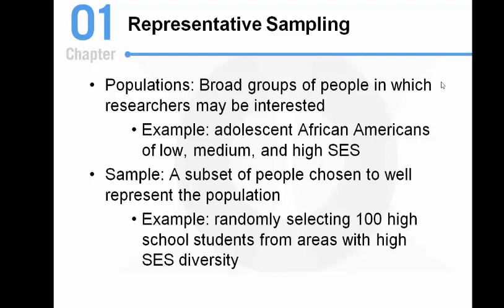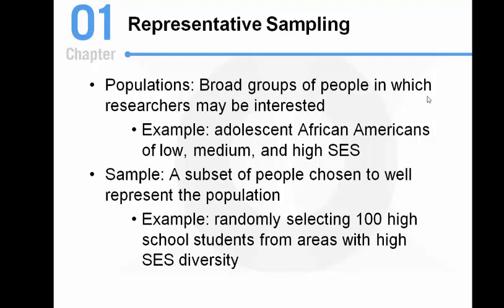But we can't get everyone in our population to be in our research study. We can't afford it. Usually a population is too large. We can't force people to be in our research study if they don't want to. We can't coerce them. So if we can't get everyone in our population, then we take a sample. A sample would be a subset of the population that's actually going to participate in our research study.